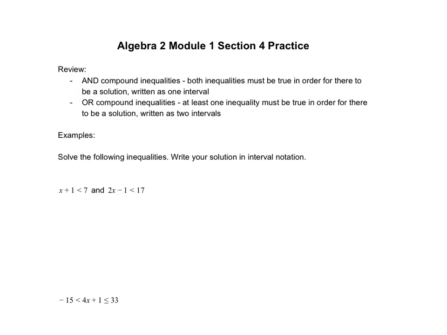In this Section 4 practice, we're going to take a look at compound inequalities. So those were "and" compound inequalities and "or" compound inequalities. Just to review, in "and" compound inequalities, both inequalities must be true in order for there to be a solution, and when we write our solution, we write it as one interval. Whereas in "or" compound inequalities, at least one inequality must be true in order for there to be a solution, and we write two intervals for our solution.